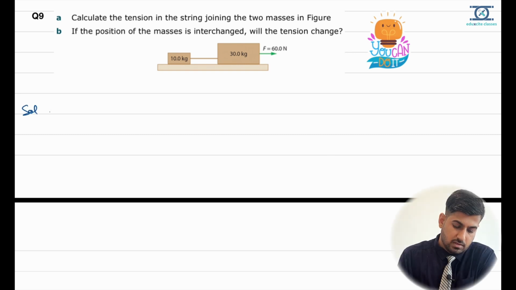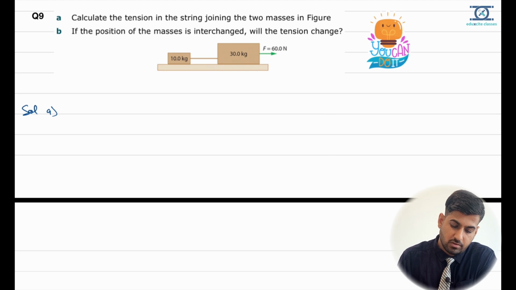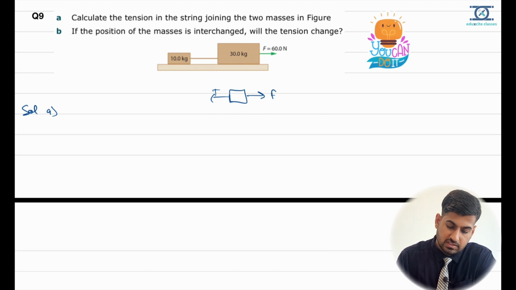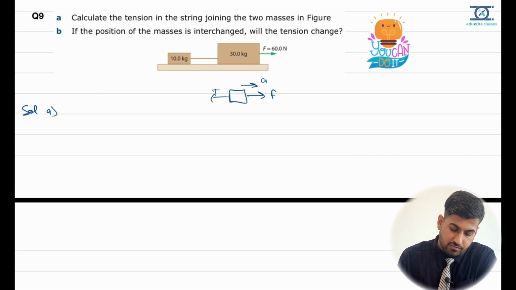Okay, now if you look at the tension in the string joining the two masses, I can draw the free body diagram. For the 30 kg mass, this will be F and this will be T. There is no friction mentioned, so we will assume it is frictionless. This is moving in this direction with acceleration A. So I can say F minus T is equal to 30 A.